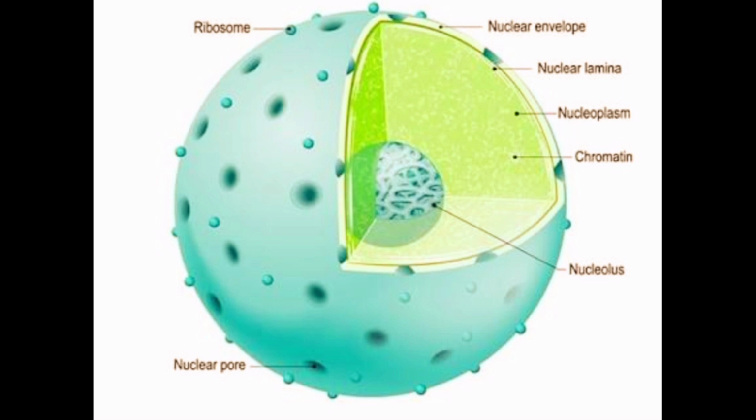So all the genetic material is inside the nucleus. The nucleus plays a central role in cellular reproduction, the process by which a single cell divides and forms two new cells.